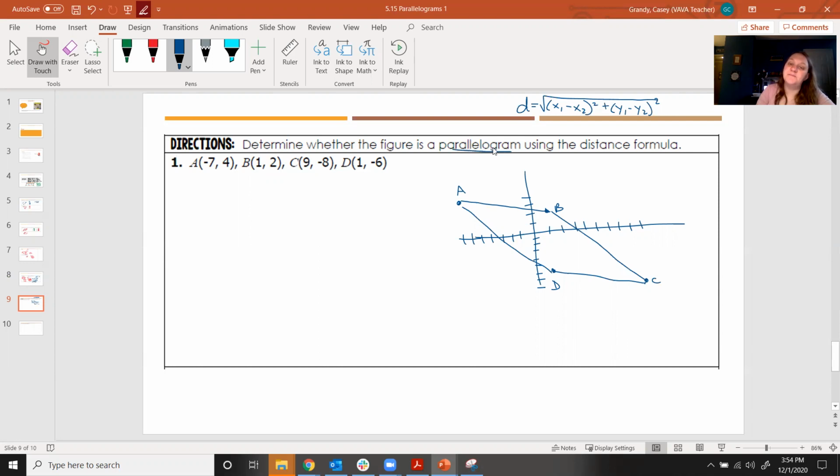Okay, if it's a parallelogram, it means that its opposite sides are congruent. So what we're going to do is find the length of each side. If AB is congruent to DC and BC is congruent to AD, we have a parallelogram. So we are going to find the length of each side. We're going to find the length of AB using the distance formula, the length of DC using the distance formula, the length of AD using the distance formula, and the length of BC using the distance formula. Please do that now.